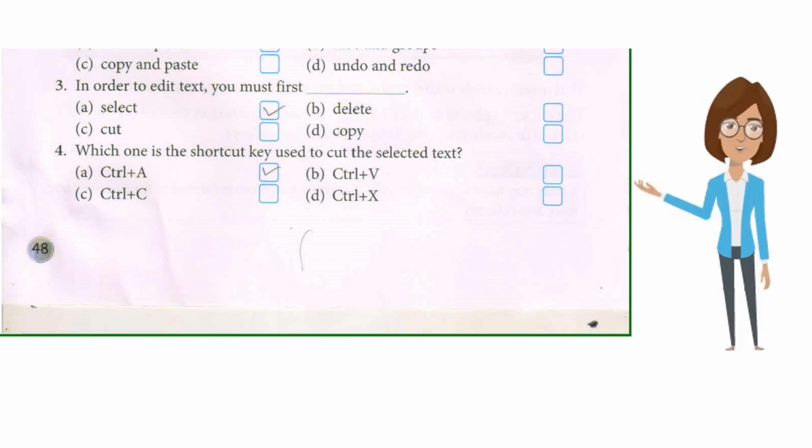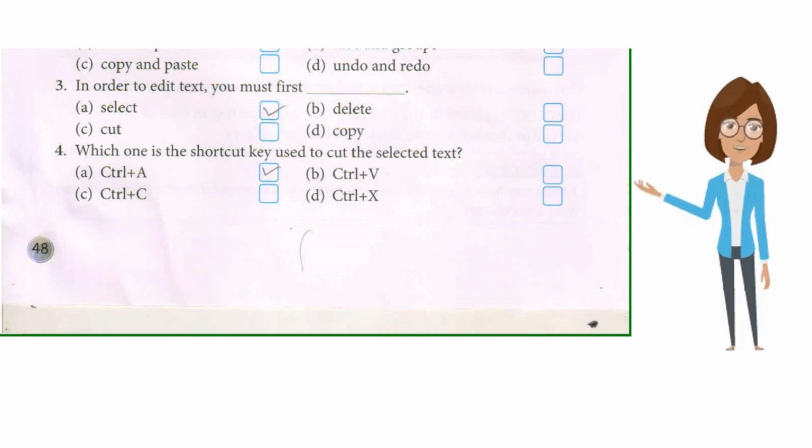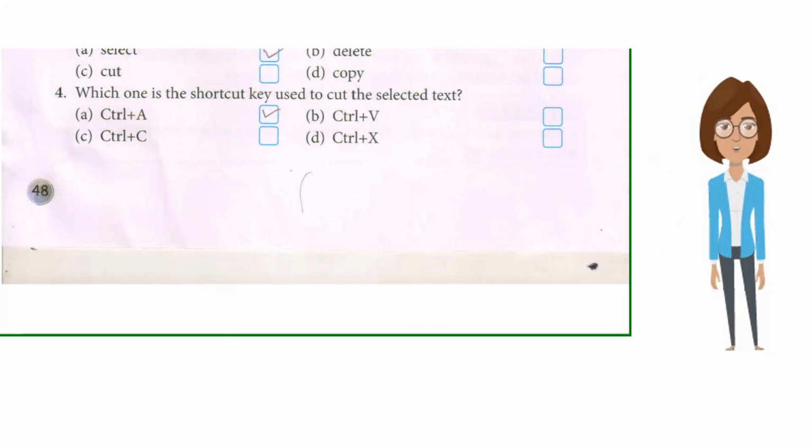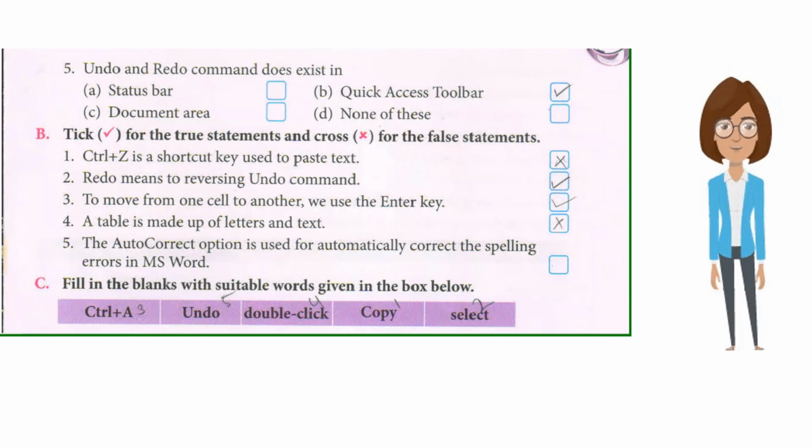4. Which one is the shortcut key used to cut the selected text? Answer: Ctrl plus X. 5. Undo and redo command exist in? Answer: quick access toolbar.